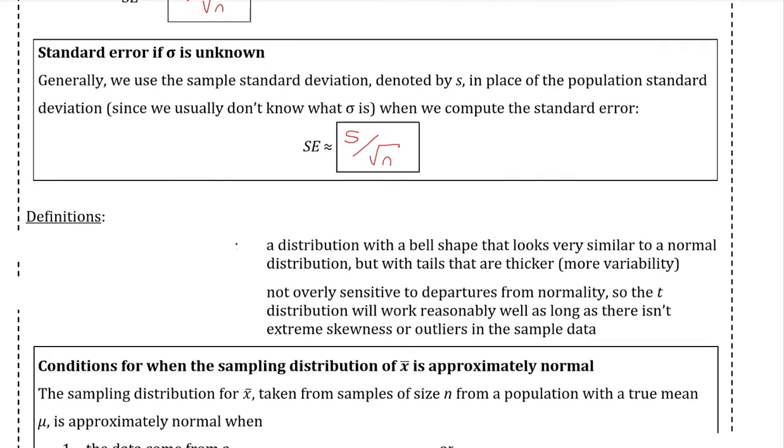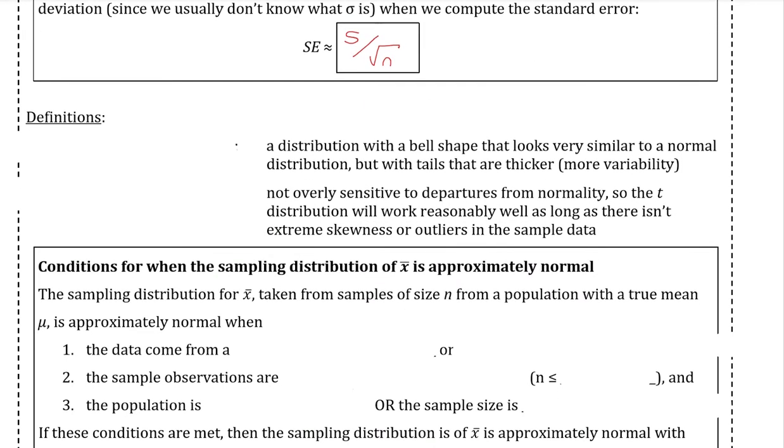I mentioned the t-distribution a couple times now, including in the title of this section, so let us define what exactly I'm referring to. The t-distribution is a distribution with a bell shape that looks very similar to a normal distribution, but with tails that are thicker, or more variability.